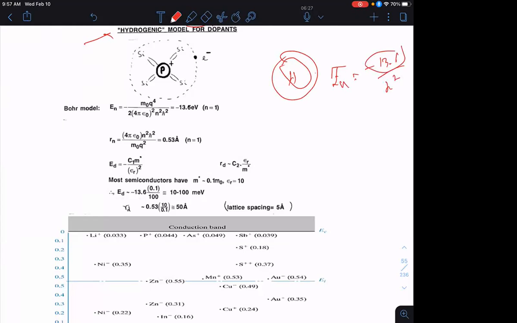Now, if you look at this expression, you'll see that you have terms involving the mass of the electron and the dielectric constant of the electron. All that you do is you take the same model, and wherever you have the mass, you replace that by the effective mass of electron in the semiconductor.